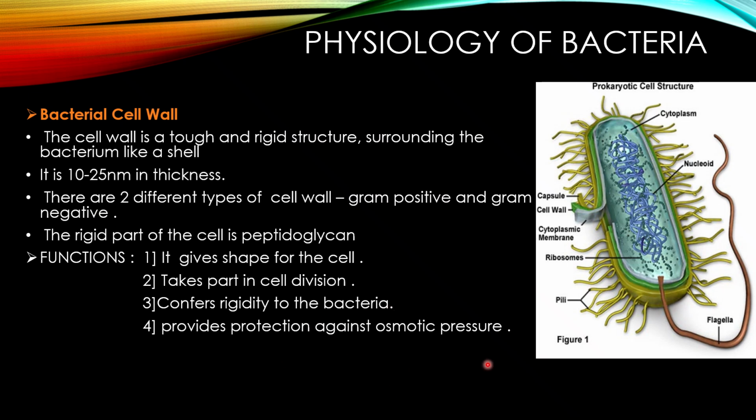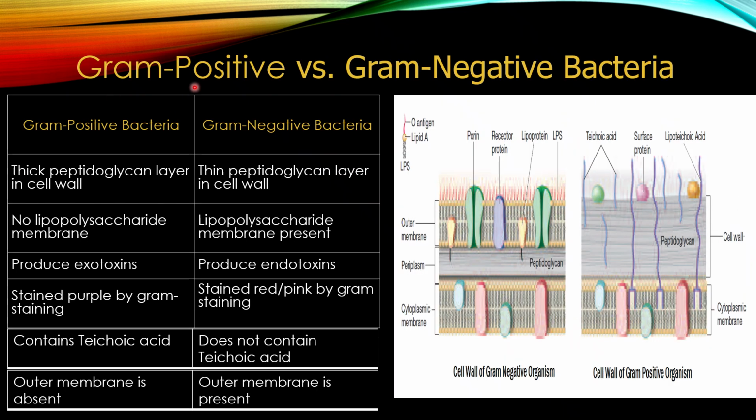Osmotic pressure is the force applied to a solution that prevents the solvent from moving across the membrane. It is the force applied by the solution, and that force of the solution is also resisted by the cell wall. Now here we'll study the difference between gram positive and gram negative bacteria.